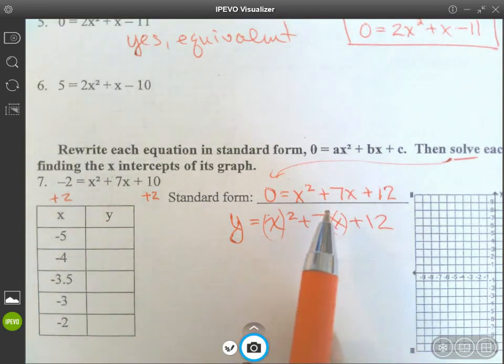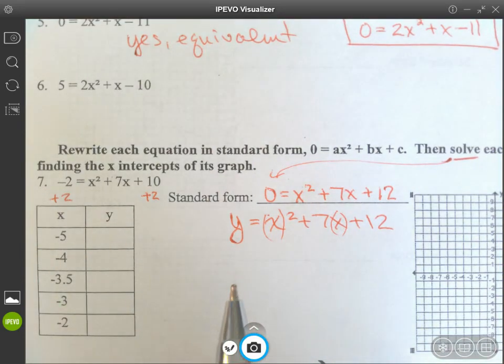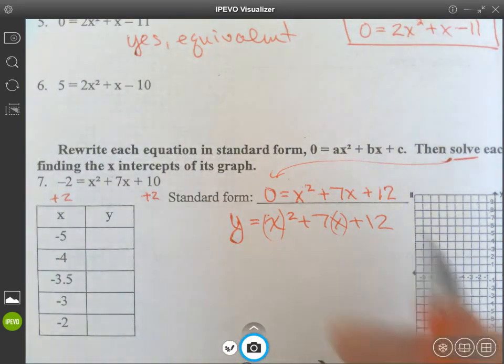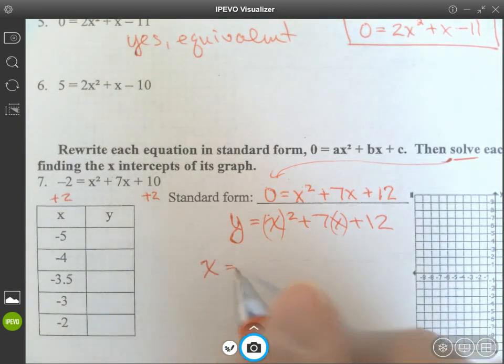So we've done our standard form, we've done our graphing. The thing that's extra here, and I want you to write it underneath here, is I need to find what x equals.